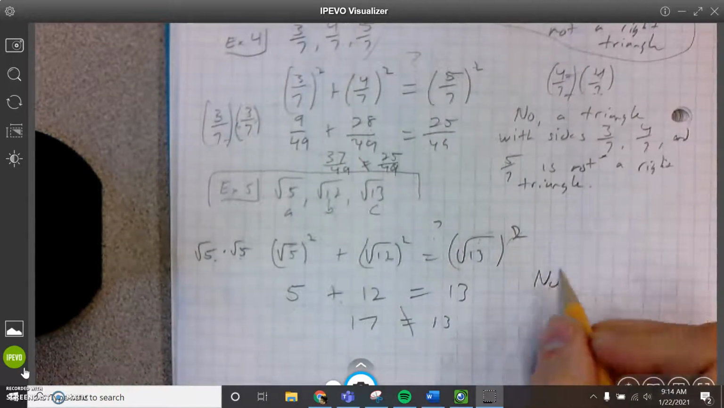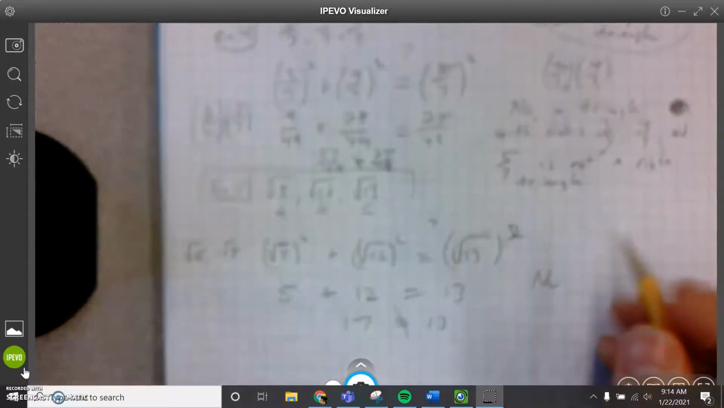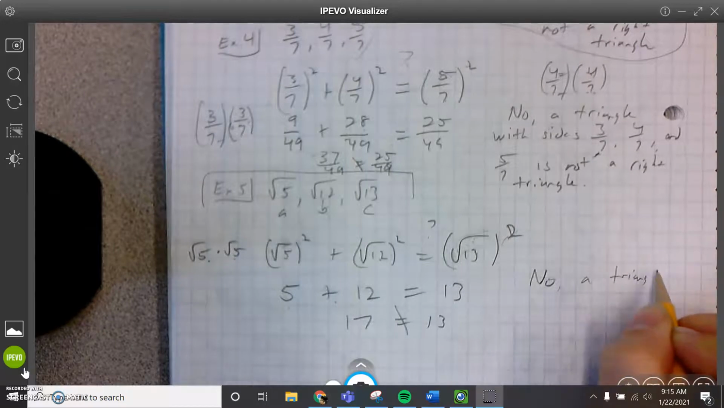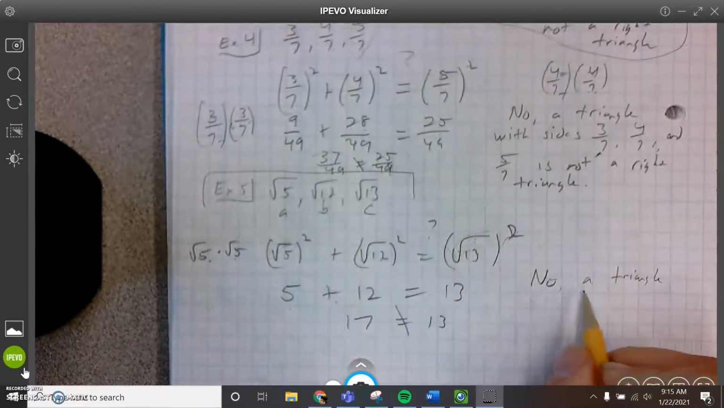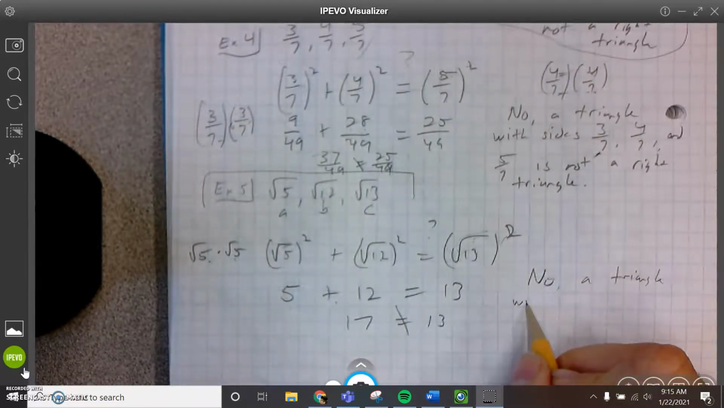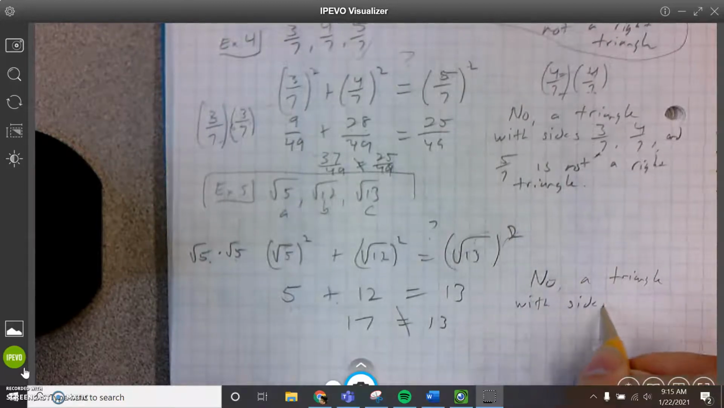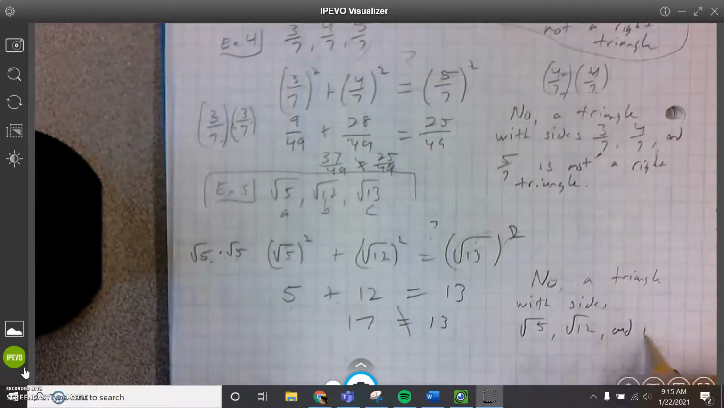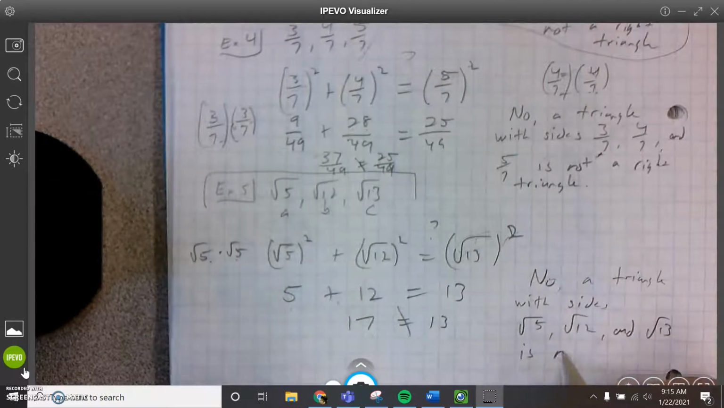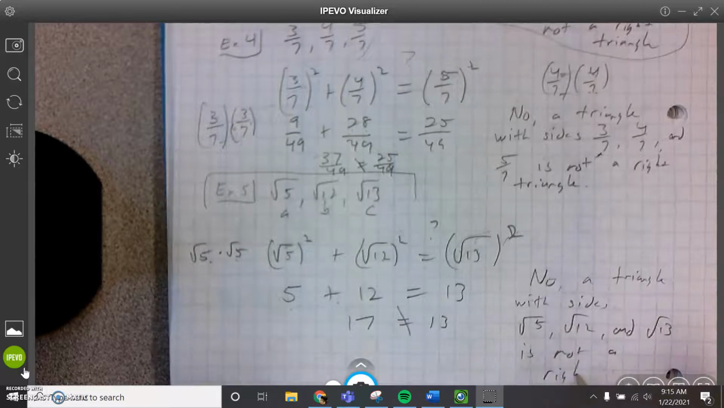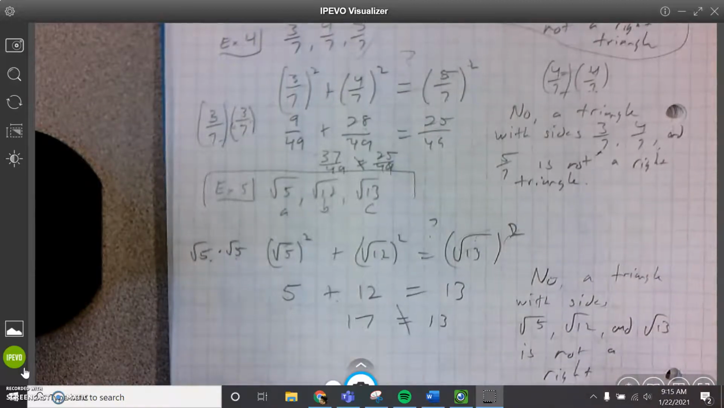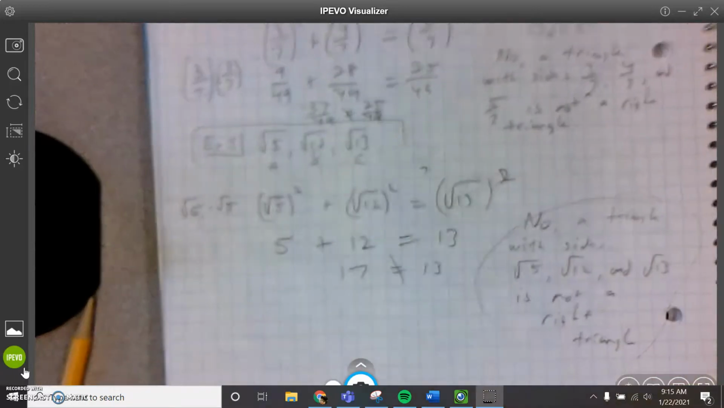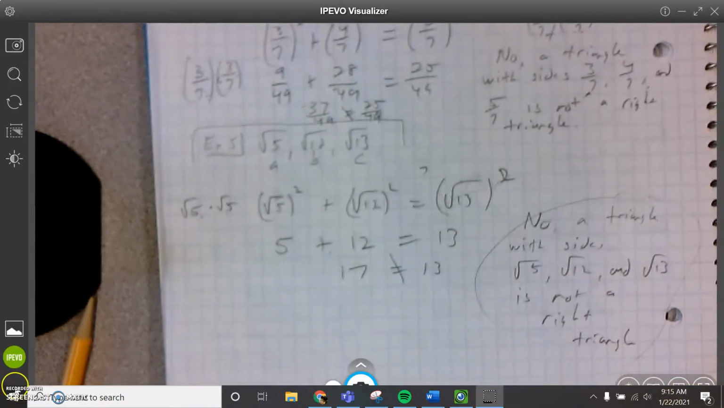So, we got no's for all these. No, no, no. Okay. No. Yes is for the first page. No for the second page. No, a triangle with sides radical 5, radical 12, and radical 13 is not a right triangle. Boom. Okay, good. Nice job. Go on to the practice now. Good work.